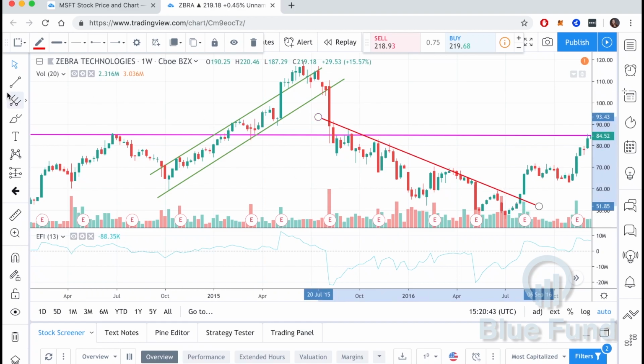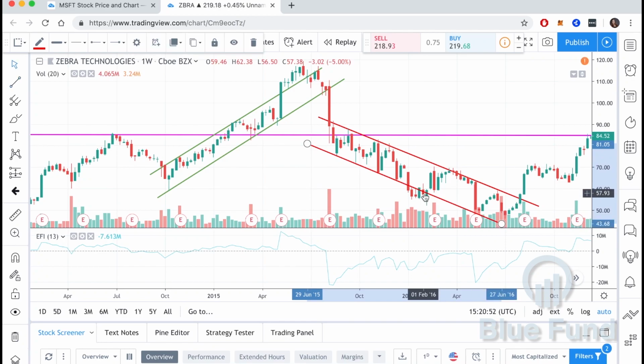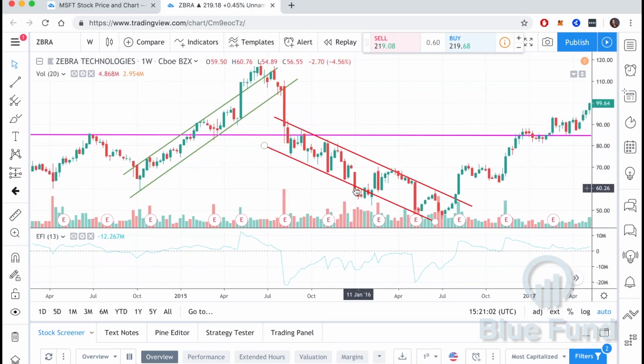And then I'm going to finish the channel by connecting the low points. So that would be approximately this. Okay, so this would be how I will be drawing it. Here again, it dropped a little bit under, so you could have shorted it and made a little bit of money, but it's not such a significant breakage.